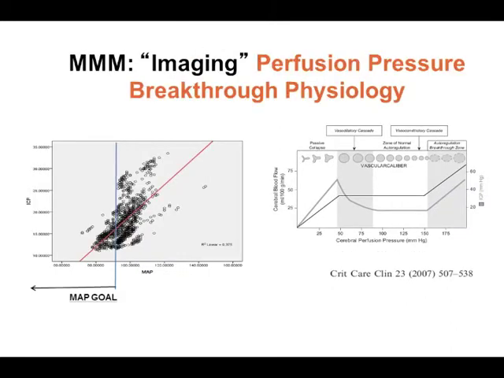But here's another example. This is a different patient, and here's his intracranial pressure plotted against his mean arterial pressure. And you see here a linear relationship, higher mean arterial pressure driving up the ICP. He's living here in the perfusion pressure breakthrough zone. So just examples that these are real physiologic states.